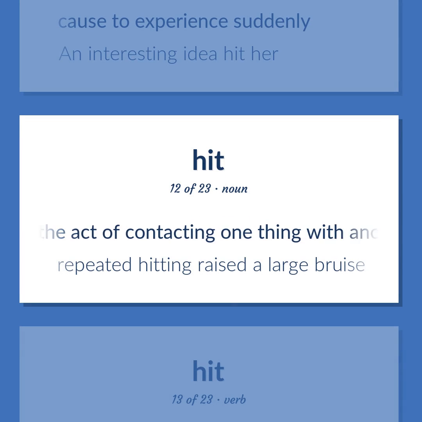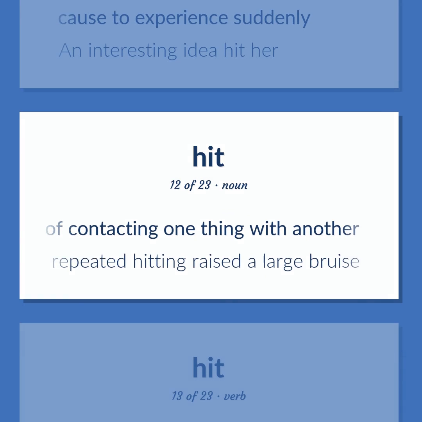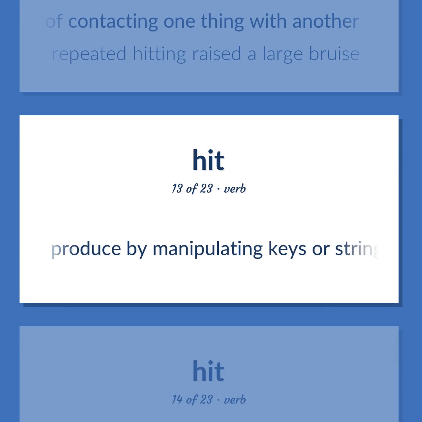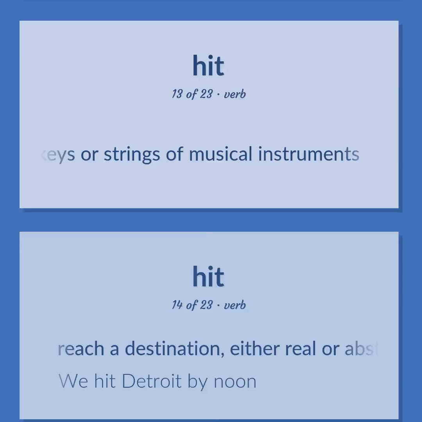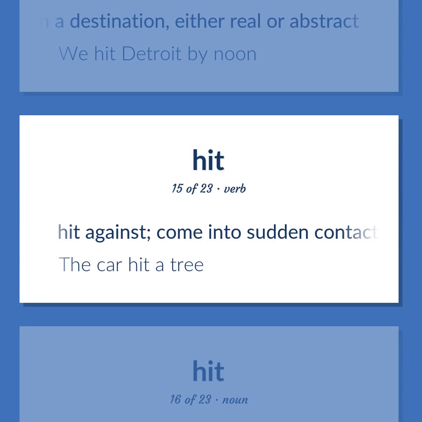The act of contacting one thing with another. Repeated hitting raised a large bruise. Produce by manipulating keys or strings of musical instruments. Reach a destination, either real or abstract. We hit Detroit by noon. Hit against. Come into sudden contact with. The car hit a tree.